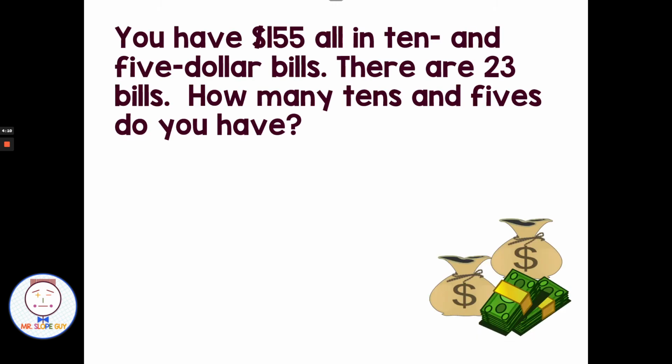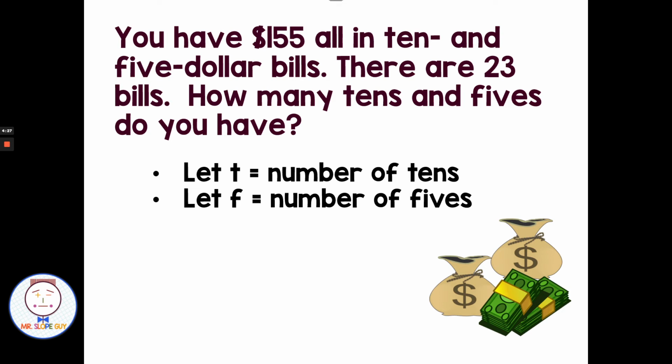All right, let's look at a new example. You have $155 all in 10s and $5 bills. There are 23 bills. How many 10s and how many 5s do you have? So we want to define our two variables. The two things we're talking about in this case are $5 bills and $10 bills. So I let t be the number of 10s, and I let f equal the number of 5s.